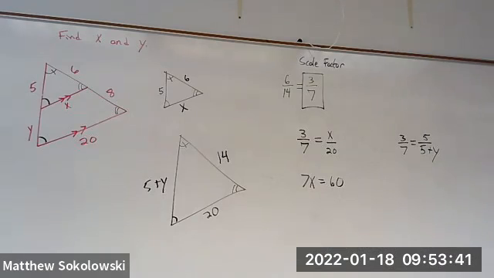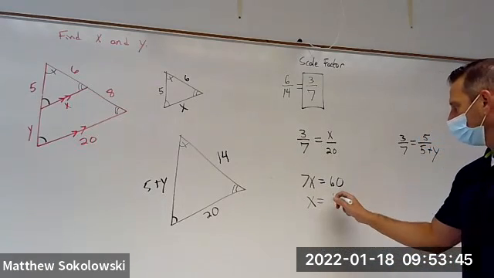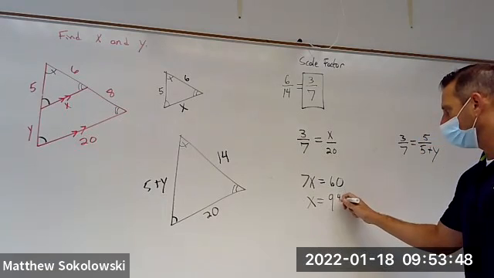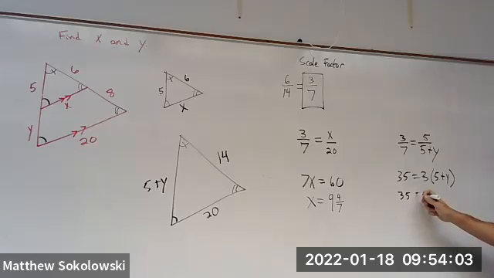All right, so 7x equals 60. X equals 9 4/7. Cross multiply here. Whenever you have an expression, make sure you use parentheses. So we got 5 times 7, which is 35, equals 3 times (5 plus y). 35 equals 15 plus 3y. 3y equals 20. Y equals 6 1/3.